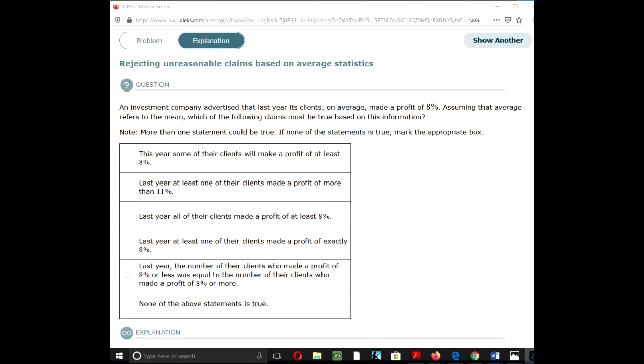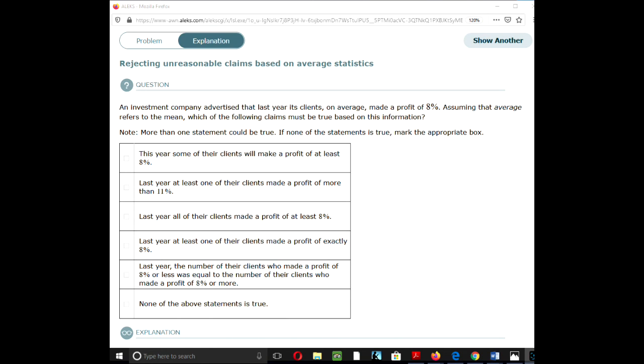This year, some of their clients will make a profit of at least 8%. Last year, at least one of their clients made a profit of more than 11%. Last year, all of the clients made a profit of 8%. Last year, at least one of their clients made a profit of exactly 8%. Last year, the number of clients who made a profit of 8% or less was equal to the number of their clients who made a profit of 8% or more.